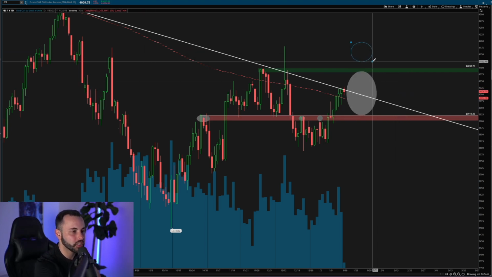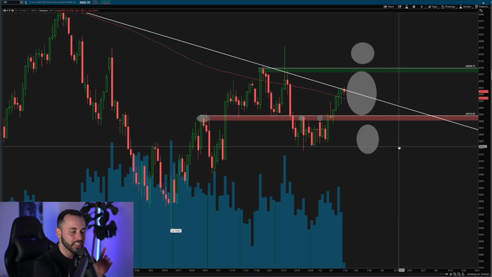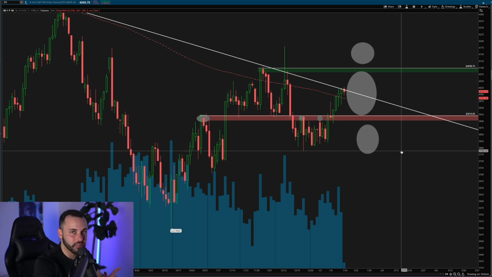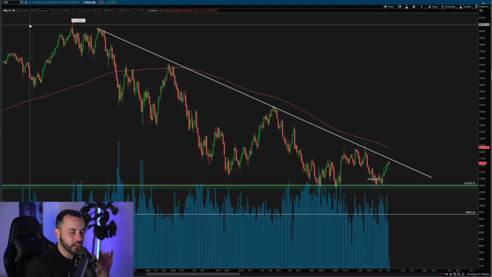Above 4,100 is bullish to me, and below 3,920 is bearish to me. That is what I'm looking at on the S&P, and I wanted to go ahead and share these levels with you today. So let's go ahead and do that similar analysis here on the NASDAQ futures.